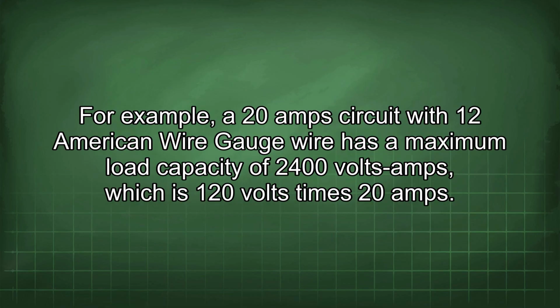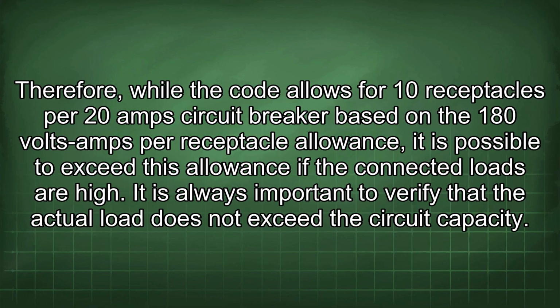used. For example, a 20 amp circuit with 12 American Wire Gauge wire has a maximum load capacity of 2400 volt-amps, which is 120 volts times 20 amps. Therefore, while the code allows for 10 receptacles per 20 amp circuit breaker based on the 180 volt-amps per receptacle allowance, it is possible to exceed this allowance if the connected loads are high. It is always important to verify that the actual load does not exceed the circuit capacity.